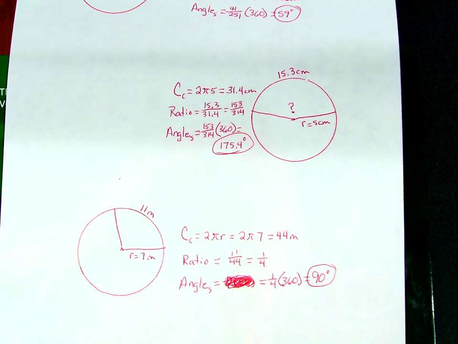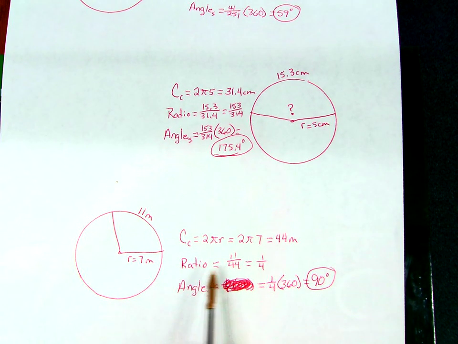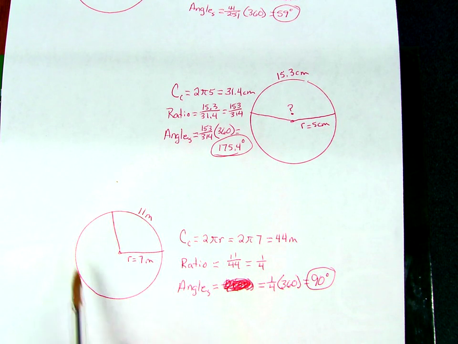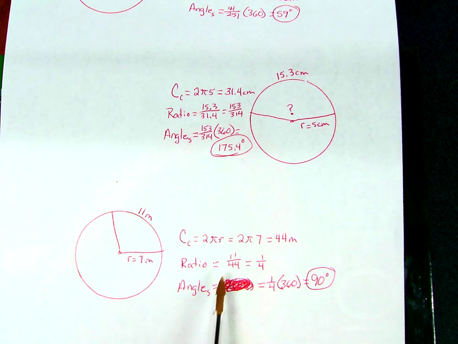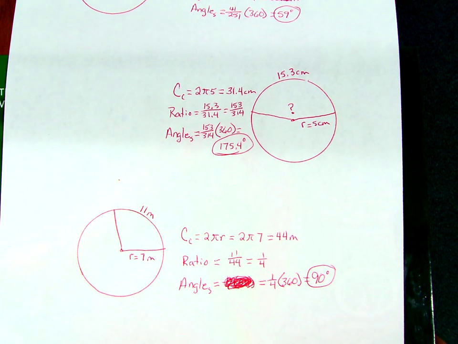Okay. Find the circumference of the whole circle. Find the ratio by taking the sector length, the arc length, divided by the entire circle, the part over the whole. Get your ratio, multiply that times 360. That gives you your central angle measure.